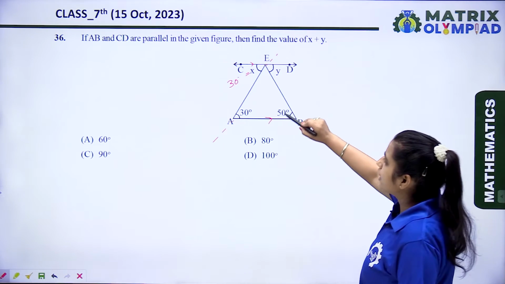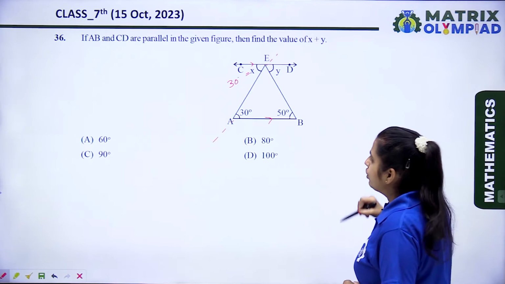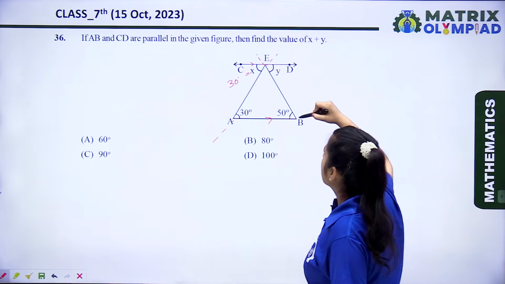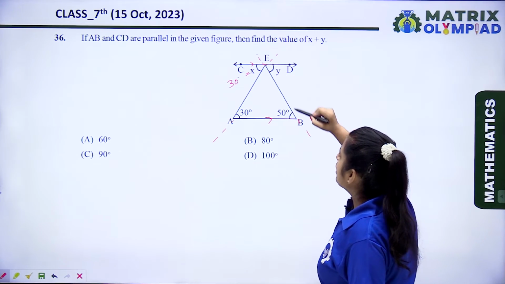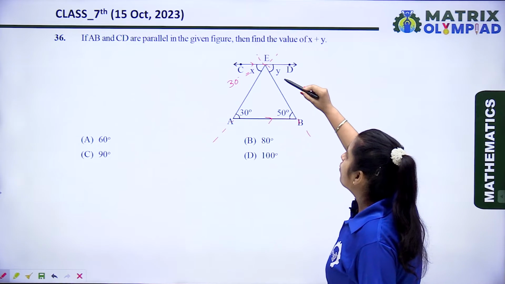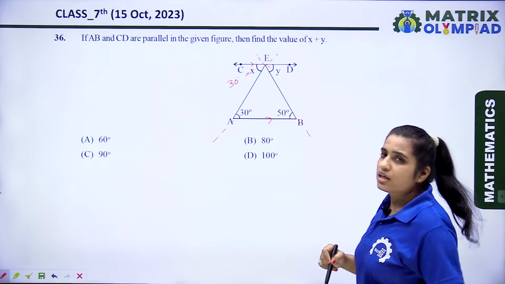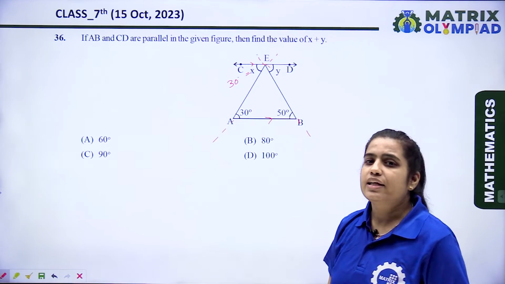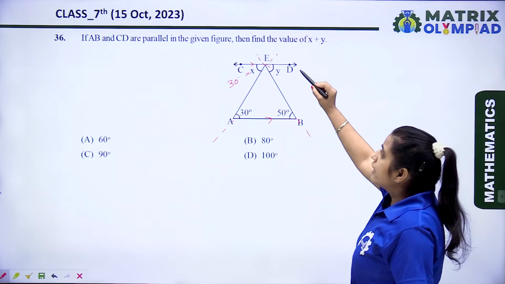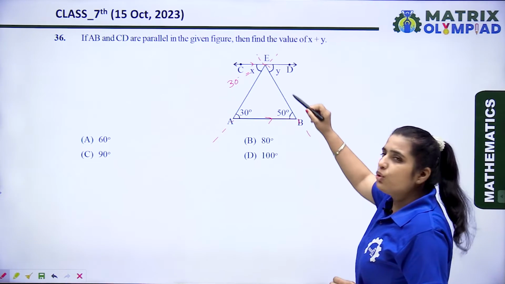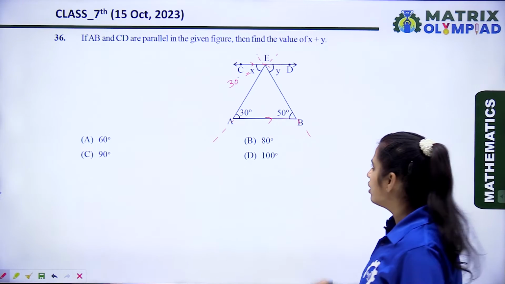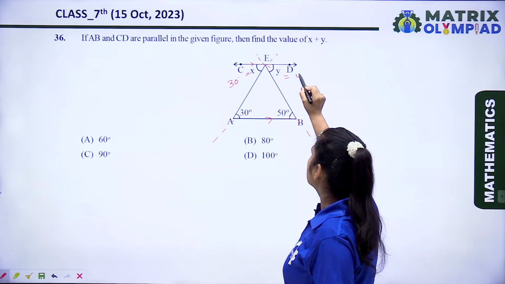In the same way, we can calculate the value of Y also. Here, EB is transversal and angle EBA is equal to angle DEB, because angle DEB is also alternate interior angle of angle EBA. Here, angle DEB is equal to angle EBA because of alternate interior angle. So, here the value of y is also 50.